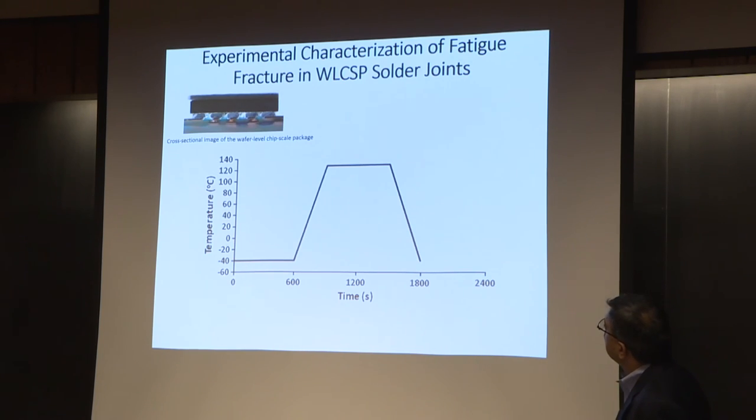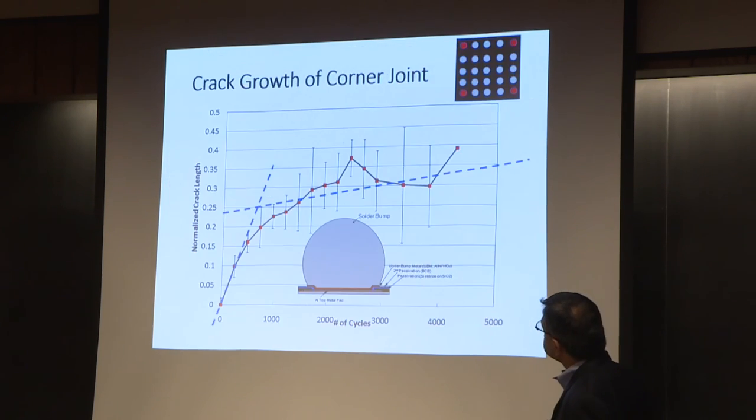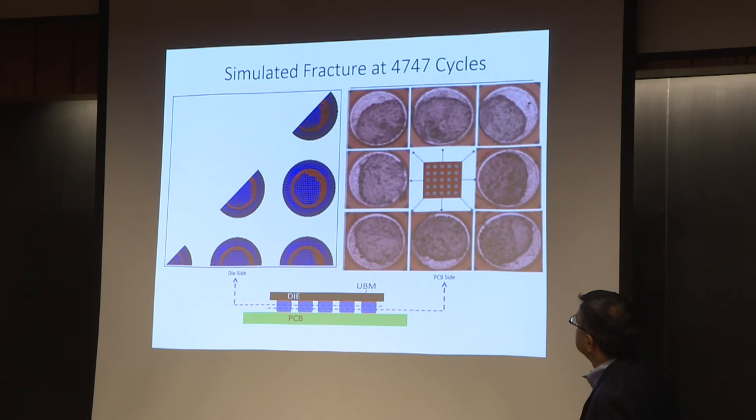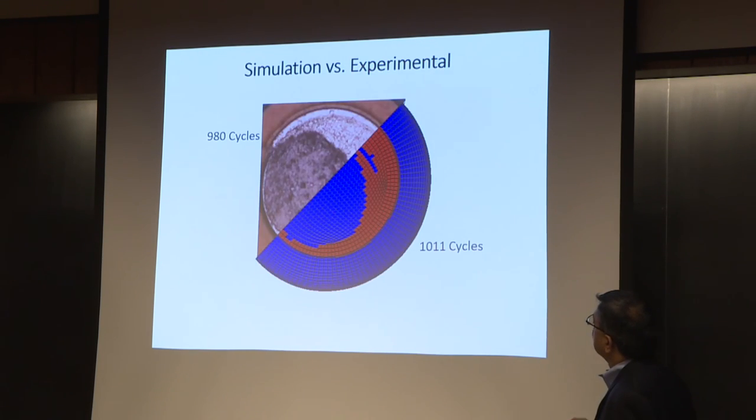And then we take a real package and thermally cycle it, not mechanically cycle it, but thermally cycle it. And we track the crack fronts and then compare the experimentally observed crack front path to the predicted crack path, and we actually do quite well. And we do reasonably well as well.